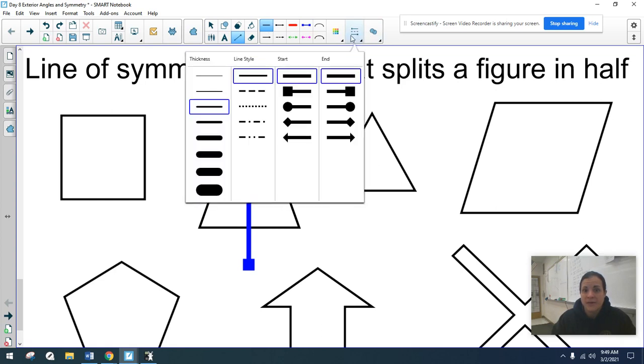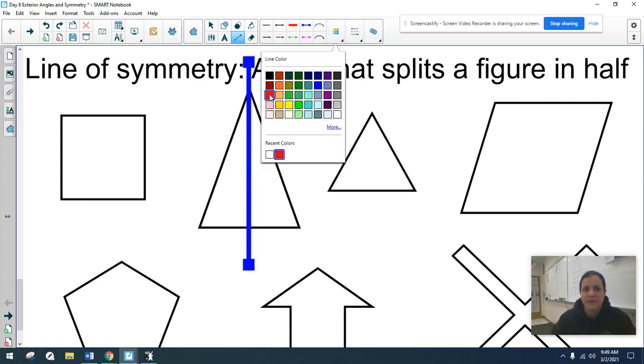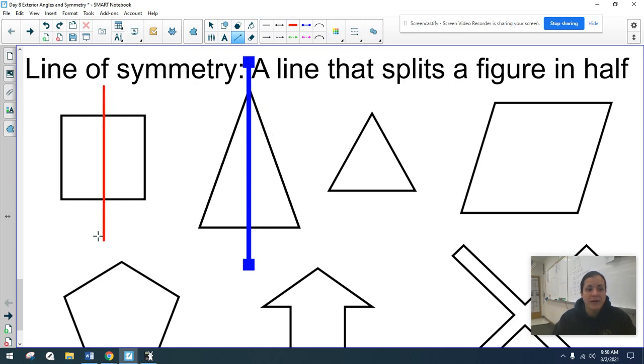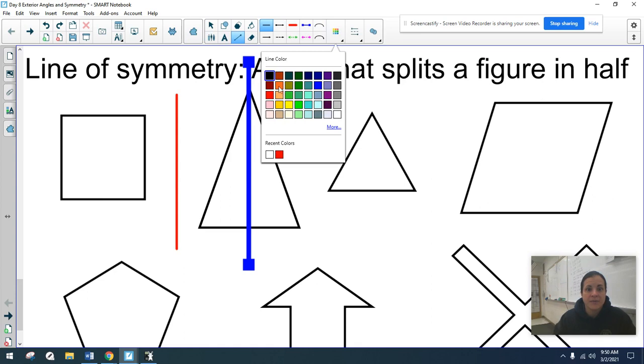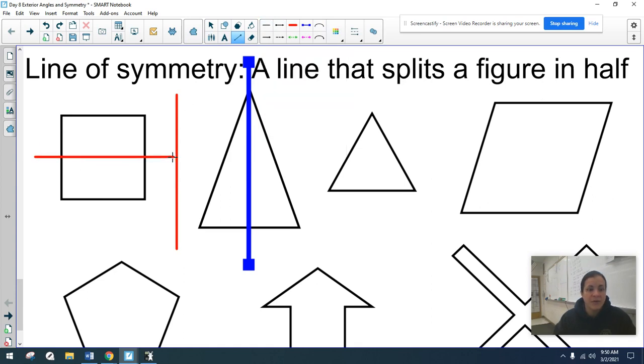All right, let me pick a better line. Here, we'll do this. All right, now with this one, there are multiples you can do right here, and it would fold in half and be perfect. Okay, that's one. You could also do this one and fold it, and it would work. Okay, so there are multiple ones on some.